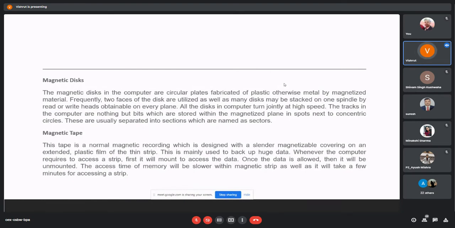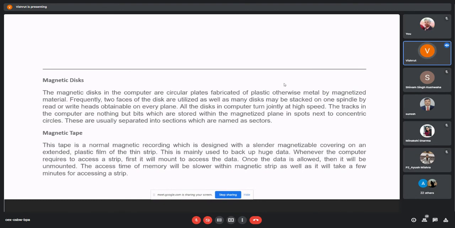Magnetic disks. The magnetic disks in the computer are circular plates fabricated of plastic, otherwise metal, with magnetized material. Frequently, two faces of the disk are utilized, and many disks may be stacked on one spindle with read or write heads available on every plane. All the disks in the computer turn jointly at high speed. The tracks in the computer are nothing but bits which are stored within the magnetized plane in spots next to concentric circles. These are usually separated into sections which are named sectors.